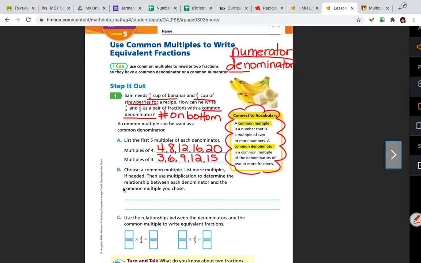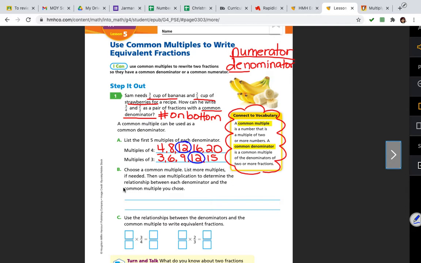Good. Choose a common multiple. List more multiples if needed. Then use multiplication to determine the relationship between each denominator and the common multiple you chose. So 12 is the only one I see they have in common. So our common multiple is 12. So we're going to write 3/4 and 2/3 with a denominator of 12.